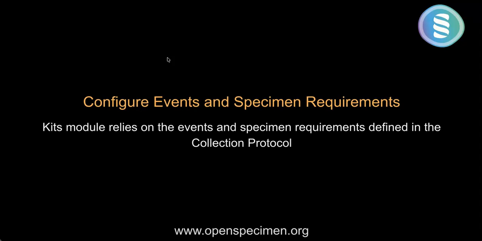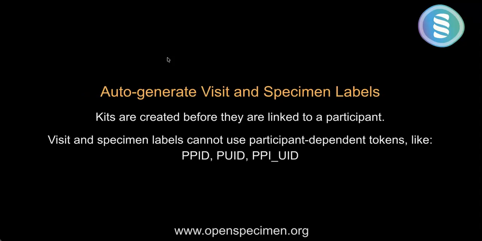Now, moving on, the second part is to auto-generate your visit and specimen labels. So, as kits are created before the participant is registered, or the kits are not linked to the participant, visit and specimen labels cannot have anything related to the participant. That participant token cannot be used. For example, PPID, PUID, and PPI-UID.